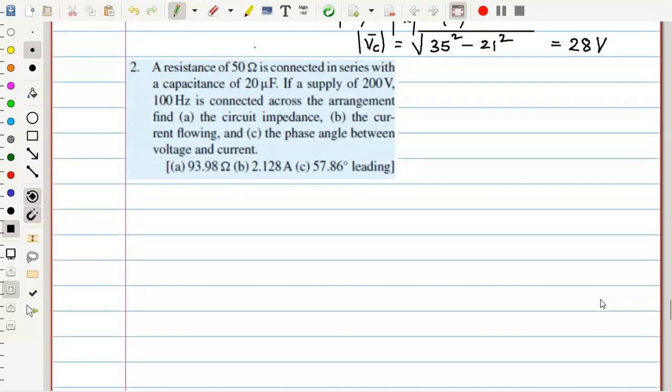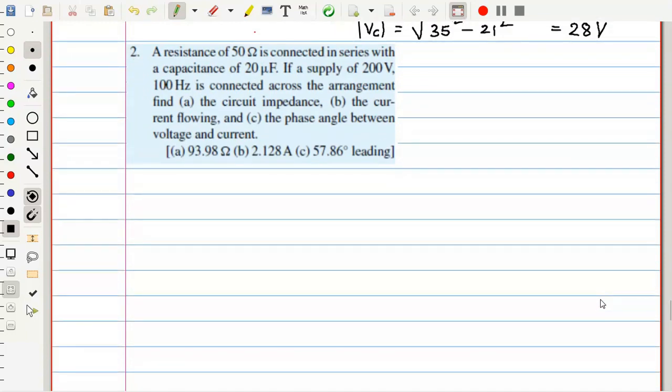So next is the second one. A resistance of 50 ohms is connected in series with a capacitance of 20 microfarad. So let me draw the diagram again. That statement I will put in the form of a diagram. There is a resistor. Next, I want to add a capacitor in series with it. Next, a supply of 200 volts is connected, so this combination is connected across a supply of 200 volts.